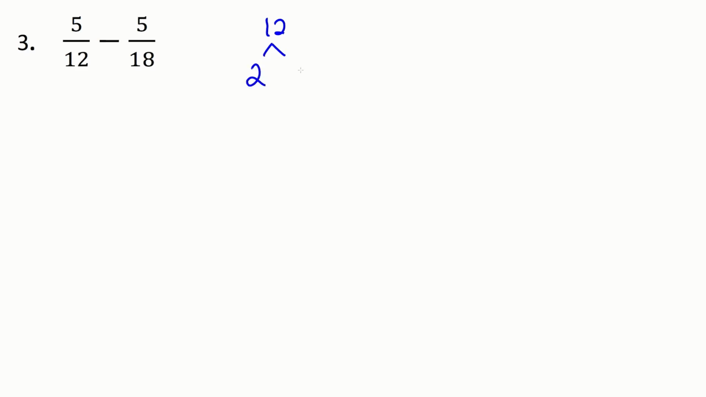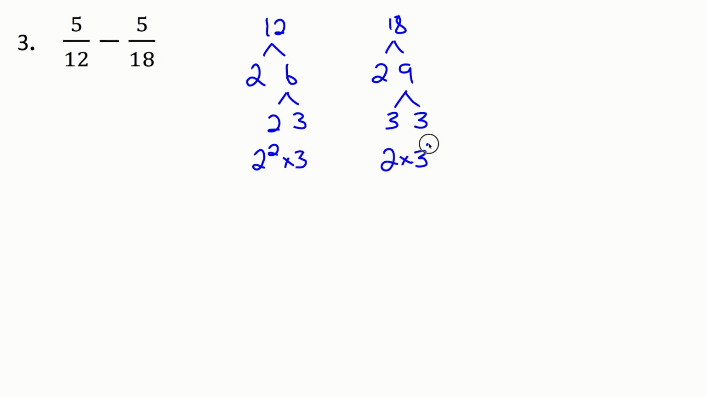So 12, if we take out a 2, that leaves us with a 6, and then we get a 2 and a 3. I'm not going to draw my squares here. And then 18, pull out a 2, that leaves a 9, and then you take out a 3, and we get a 3. So we get 2 squared times 3 is the prime factorization for 12, and 2 times 3 squared is the prime factorization for 18.